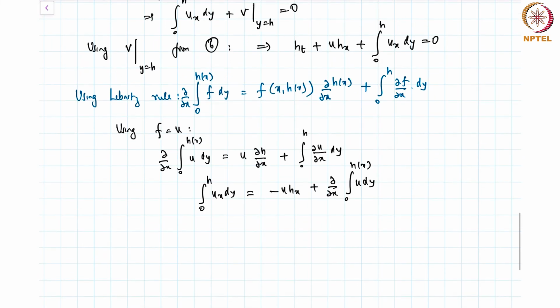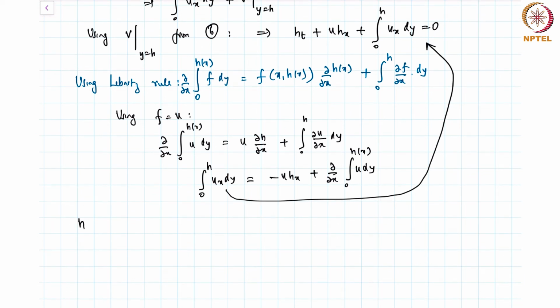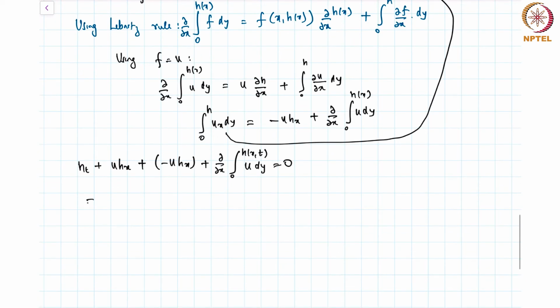If I substitute this quantity into the final equation that we had earlier, we simply get ht plus uhx minus uhx plus del by del x of integral 0 to h of x of u dy. This h of x is actually h of x comma t, by the way. I simply get an equation as follows: ht plus del by del x of integral 0 to h of x of u dy is equal to 0.